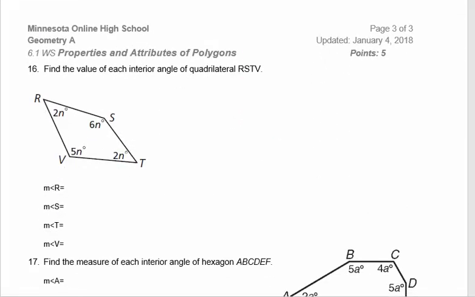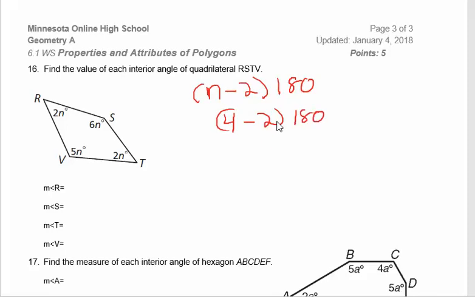Okay, and then in number 16, it says find the value of each interior angle of this quadrilateral. Well, I know that the sum of these angles would be what? Let's figure that out. So the rule is to take n minus 2 times 180. That gives you the sum of the interior angles. So this has 1, 2, 3, 4 sides. So 4 minus 2 times 180. Well, that's the same as 2 times 180 is 360. So the sum of all of these angles is 360.